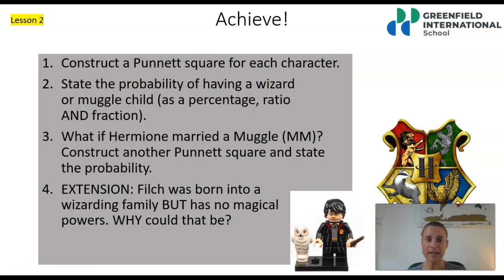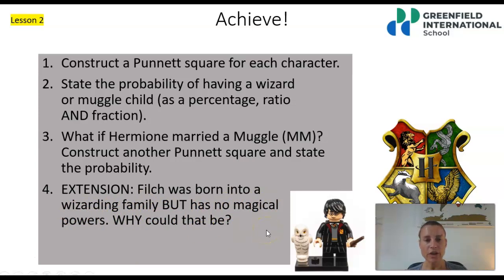Okay, then a bit of an extension here. What if Hermione had married a muggle? All right, can you construct another Punnett square and state the probability? And then your extension is going to be that Filch was born into a wizarding family, but he has no magical powers. Why could that be?